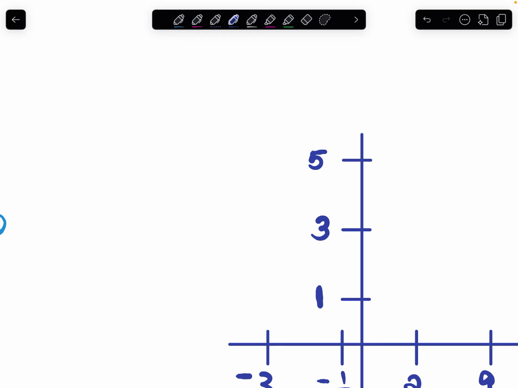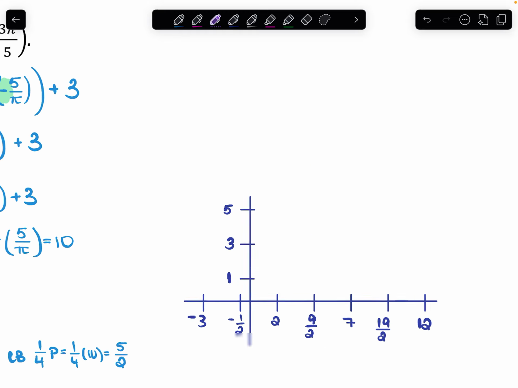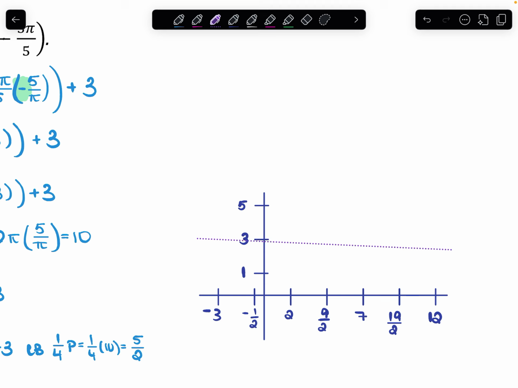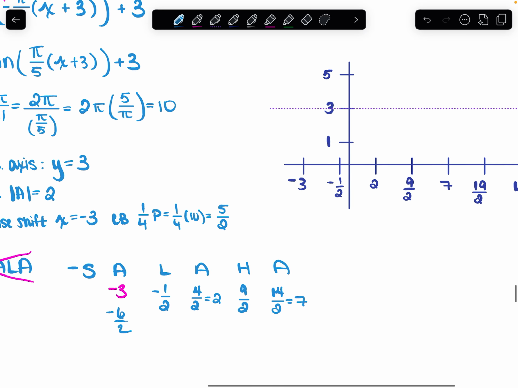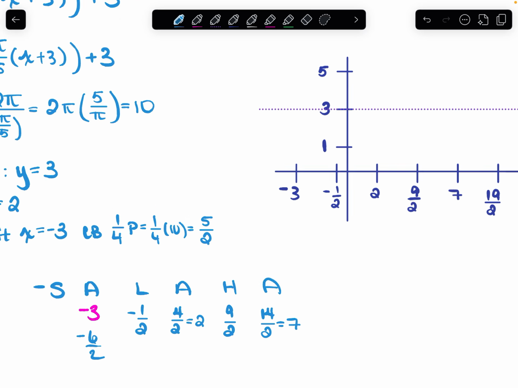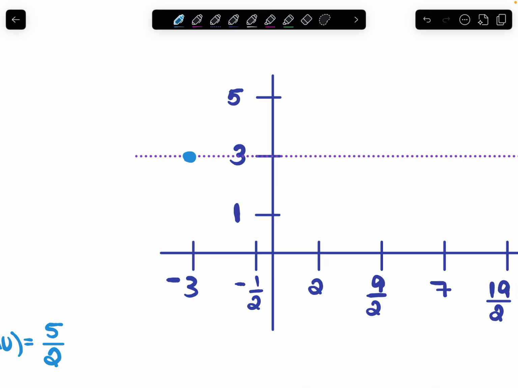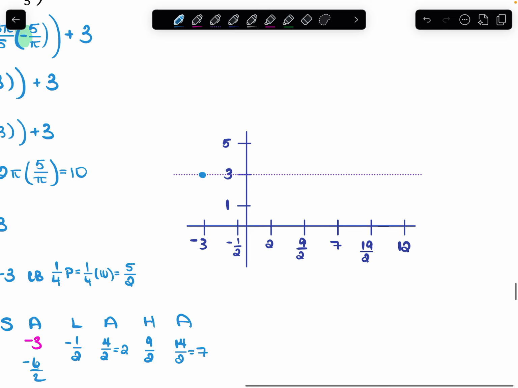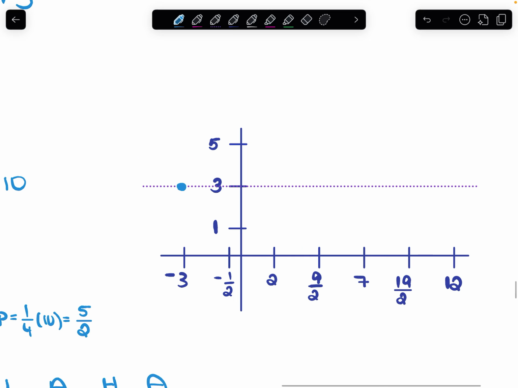Up, down, axis to help. Oops, missed. All right, points. All right, main one, -3 is our axis. Then we go to a low because it was negative. Then we go back to our axis.